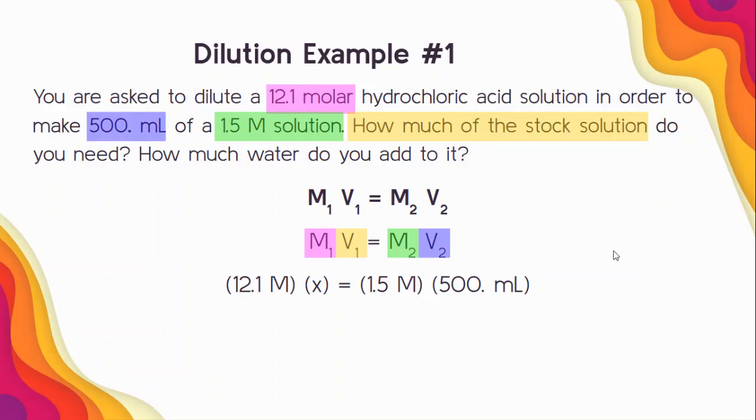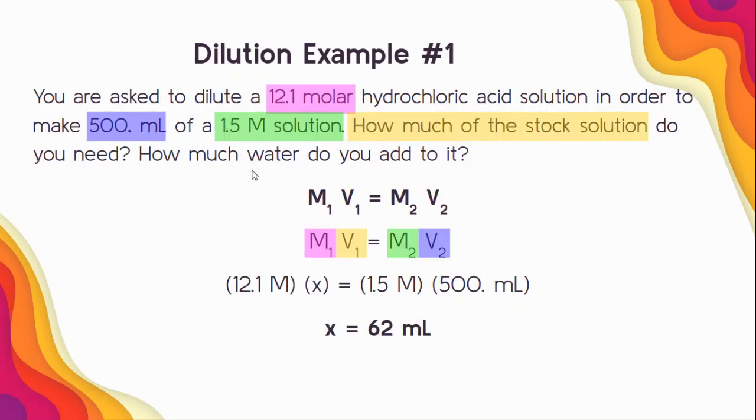If I plug all those numbers in and put x in for V1, we can then solve for x. We can multiply 1.5 times 500, and then we would divide by 12.1, and we will get x to come out to be 62. Now the unit for the volume is based on the unit of the other volume, because your volume units are always going to be the same. So since my V2 unit is in milliliters, my V1 will be in milliliters. So this answer is saying that we would need 62 milliliters of the 12.1 molar hydrochloric acid.